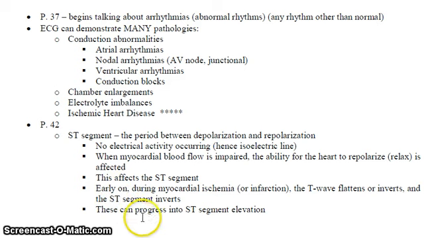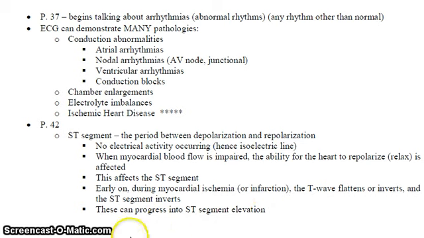And then later these progress into an ST segment elevation. And that's when you know that it's serious. That's when you know a lot of damage is occurring. Up here, damage is occurring, but it's not quite life-threatening just yet. But then these can progress into a ST segment elevation.